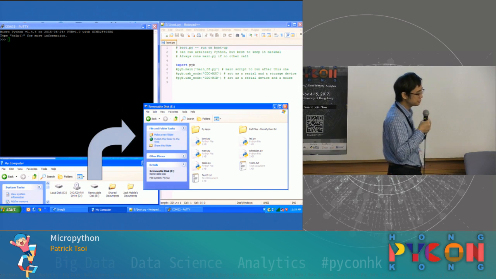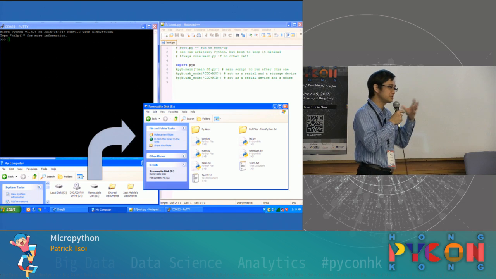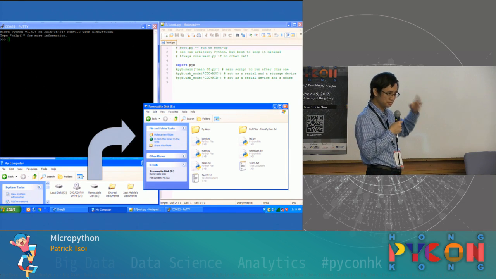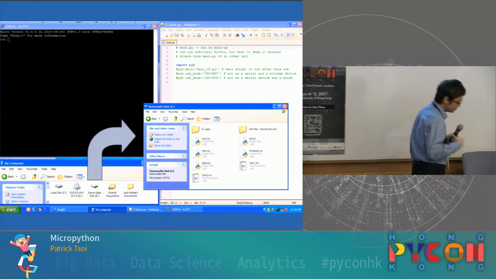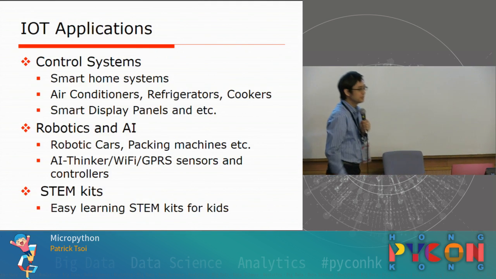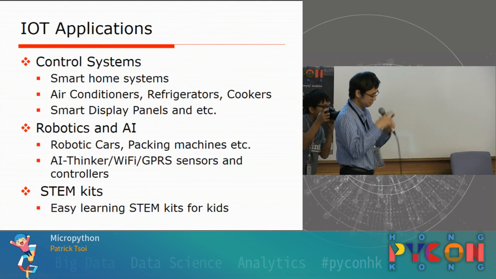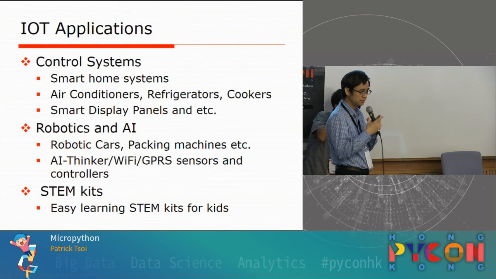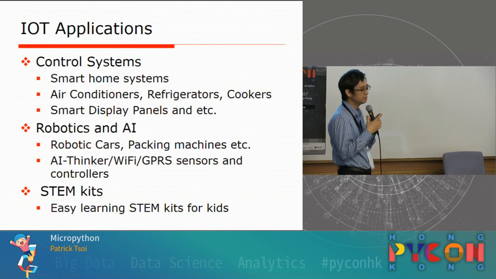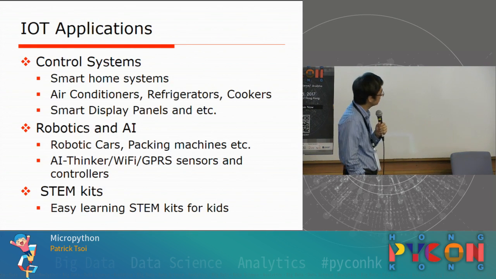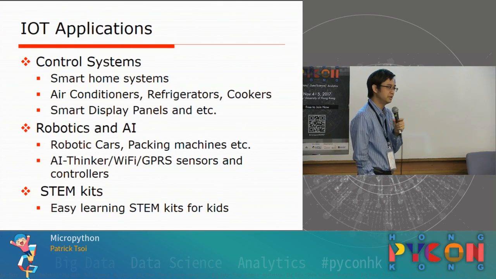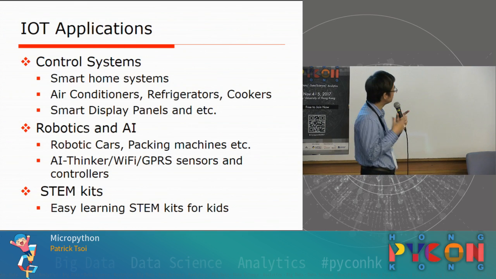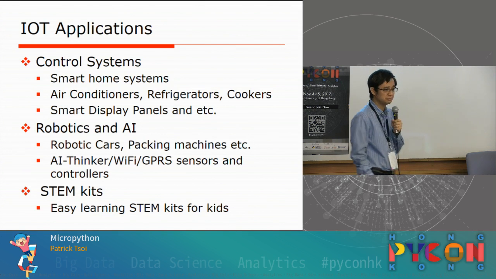Because you know the memory is quite limited, so we can't put NumPy, SciPy there, right? So we can simply do some demos. Okay, so let's explain more. For this kind of micro device, it's quite cheap, around 100 to 200 Hong Kong dollars. And then you can use this CPU to do a lot of control systems at a very low price. So we are doing a smart home system.